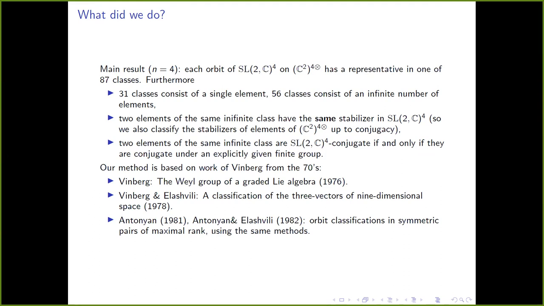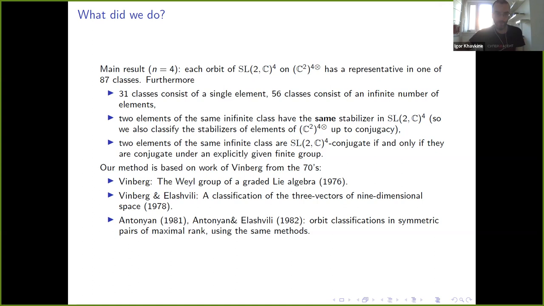Sorry, Willem, could I clarify something? You say that 31 of the classes consist of a single element. Do you mean a single array? I mean, you could always multiply any element of C2 to the four by... No, it's a single element. It means that it's just one representative of one orbit. If you multiply it, you get another representative of the same orbit, but it's not in the class. So the class just consists of one element. So your classes consist of multiple orbits? Yes, the infinite classes have representatives of an infinite number of orbits.